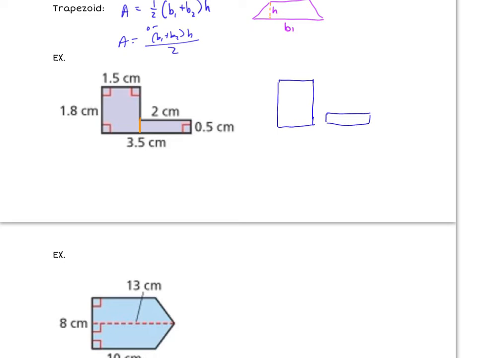So we want to go ahead and label some things. We know that this is 1.5 centimeters. It's the same as this one here. Those two are the same. And then this height here is 1.8 centimeters. This one and this one here are the same. And of our little one here, if you look carefully, they did give us a measurement here of 2 centimeters. So we know that one. That's our 2 centimeters, and then our height is 0.5 centimeters. All of those come from our original shape.